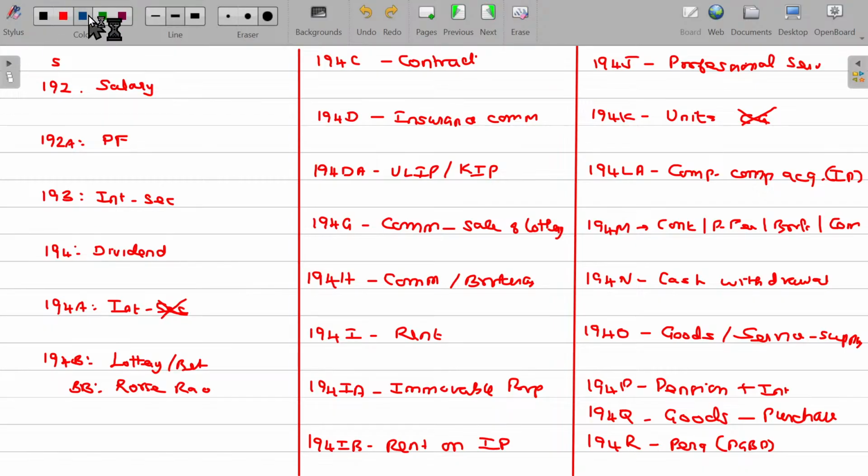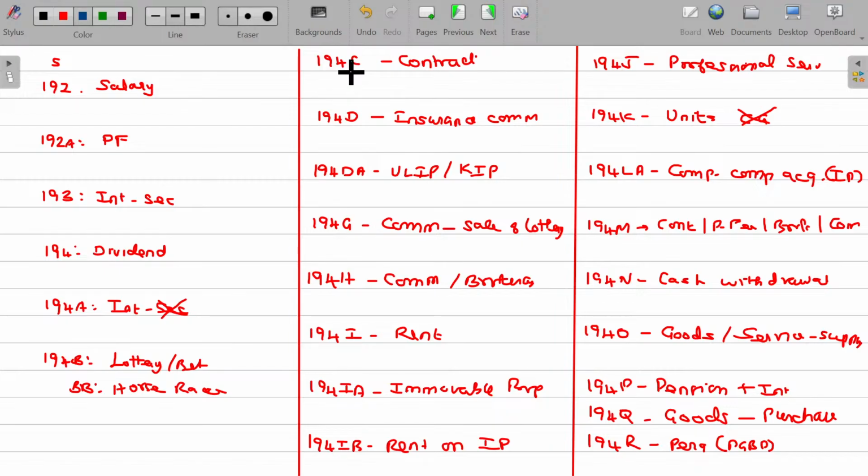B, okay, big bullies are playing this. Big boss, like lottery, betting, gambling, horse race, all these things fall under this. Okay, horse race. Now, hope you'll be able to understand this one. 192 salary, 192A PF, 193 interest from securities, 194 dividend, 194A interest from other than securities, and 194B, BB, both are for lottery, betting, gambling.